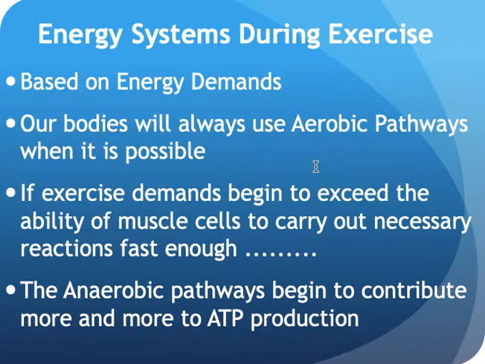Based on energy demands, our bodies will always use aerobic pathways whenever possible. We talked about that. If exercise demands begin to exceed the ability of muscle cells to carry out their necessary reactions fast enough, I'm going to switch to a different system. So the anaerobic pathway is going to begin to contribute more and more ATP into the system. It's all based on my energy needs, and it's based on the intensity of whatever activity you're participating in.